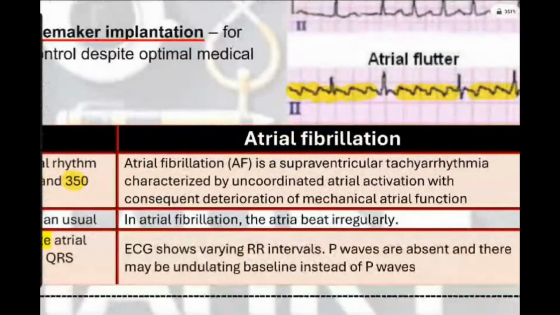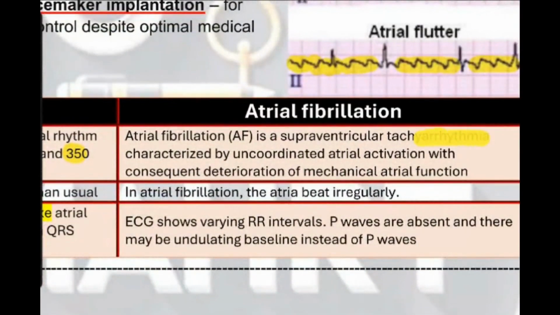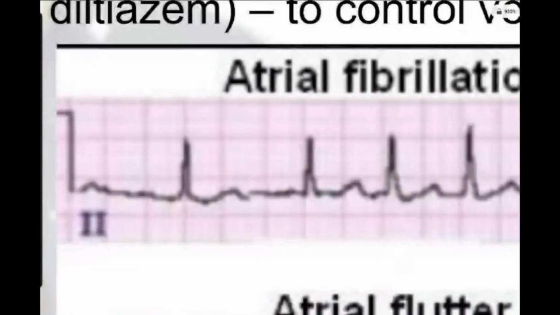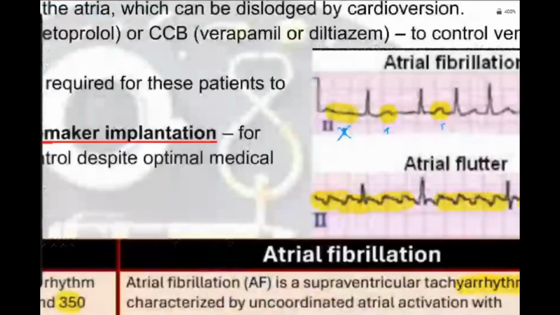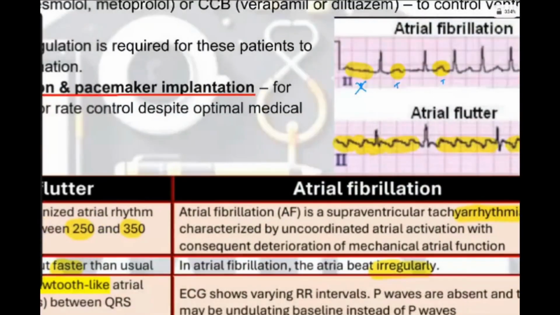In AFib, what is AFib? It is an arrhythmia. It is not regular. Atria beat irregularly. And if you closely observe, there are no proper P waves. See, no P wave, T wave is there. So this is the T wave, but there is no P. Only the T wave is there. So this is atrial fibrillation. Atrial fibrillation. It is an arrhythmia.